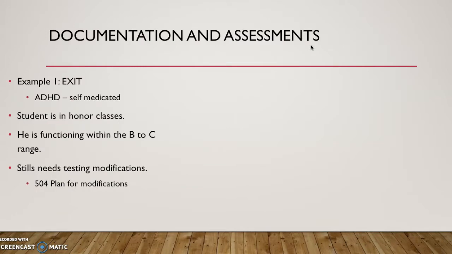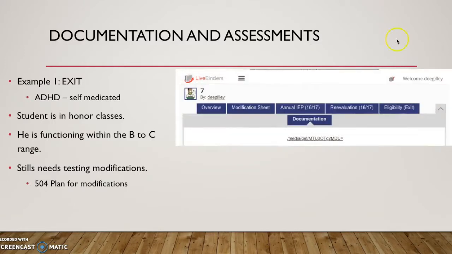The documentation and assessment, example 1, was an exit. This student had ADHD. He was self-medicated. Due to my live binder and the way I organized everything, if you look under the live binder portion of Student 7, you will find an overview, his modification sheet, his annual IEP from the previous one, his reeval, and then his eligibility, which we exited him on based on the team decision.